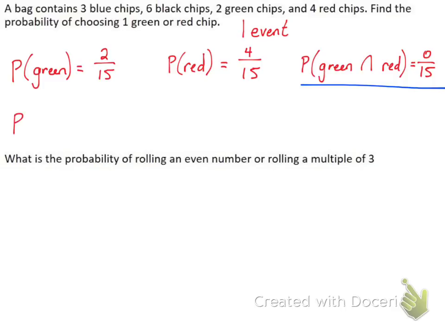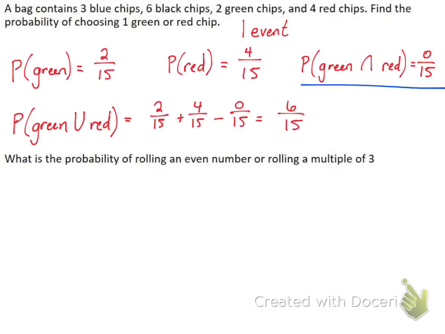So when I find my probability of green or red, I go 2 over 15 plus 4 over 15 minus 0 over 15. Actually, it's easier if you don't reduce your fractions. You can't in this case, but as long as they're all the same denominator, when I add them together, I can just add my numerators. So 2 plus 4 plus 0 gives me 6, and I keep my denominator the same. So 6 over 15, which gives me 0.4, which is 40%.